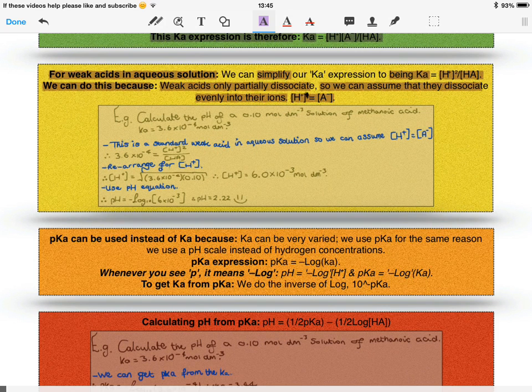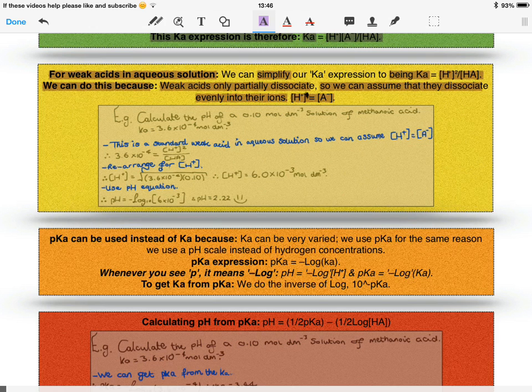And I've done an example calculation for a weak acid, and I'll read it out. Calculate the pH of a 0.10 mol per dm cubed solution of methanoic acid, where the Ka for this is 3.6 times 10 to the minus 4 mol per dm cubed. So this is a standard weak acid in aqueous solution, so we can assume that [H+] equals [A-]. Doing this, we can write the equation as 3.6 times 10 to the minus 4, subbing in our Ka value, equals [H+] squared all over [HA].